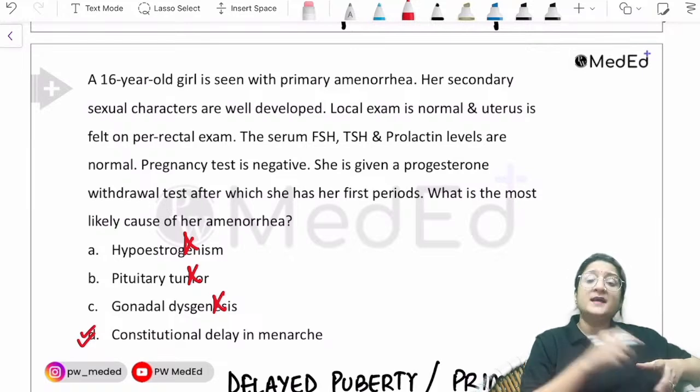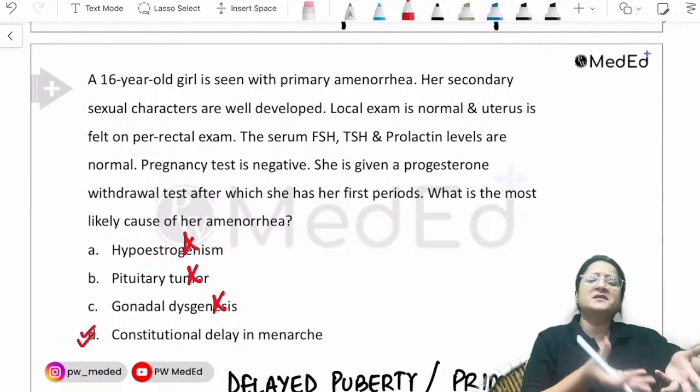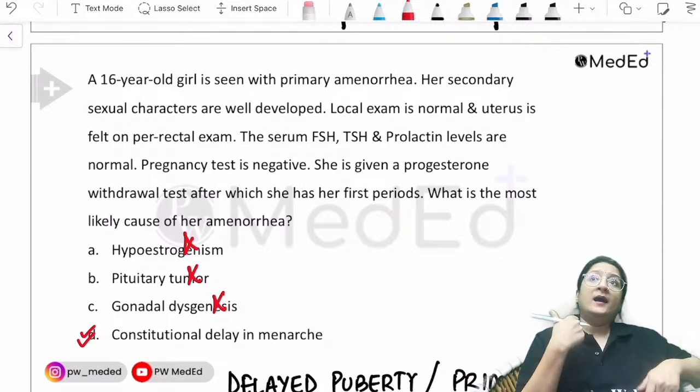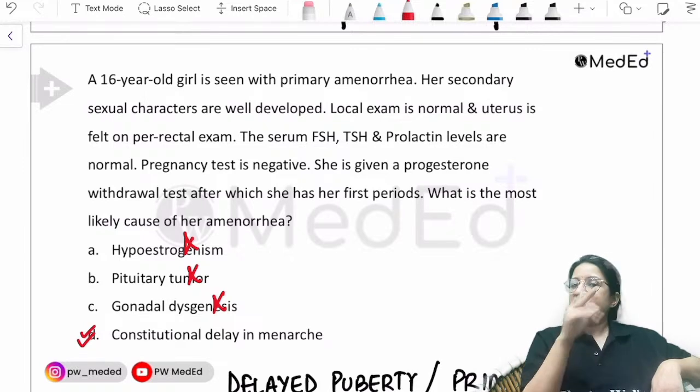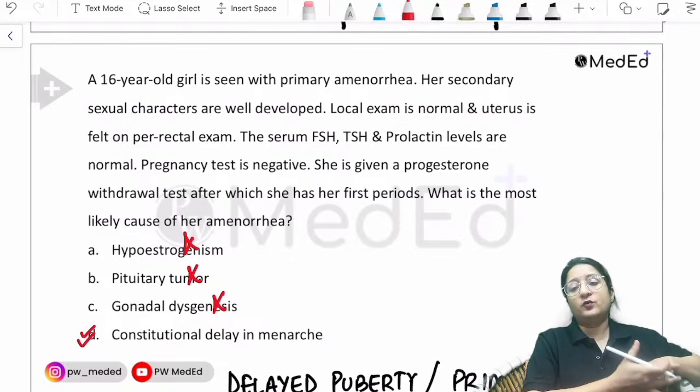Okay, very good. Primed uterus. Very good. Estrogen is there. Estrogen has already acted upon the endometrial lining. All we did was give progesterone from outside. I want to twist this a little bit, okay? Let's say in this situation, she did not have a withdrawal bleeding after giving progesterone. What would you think of?